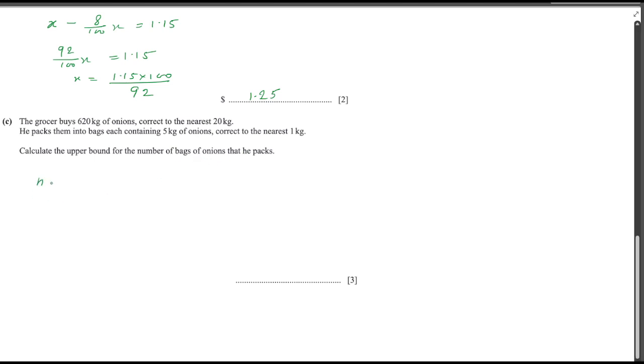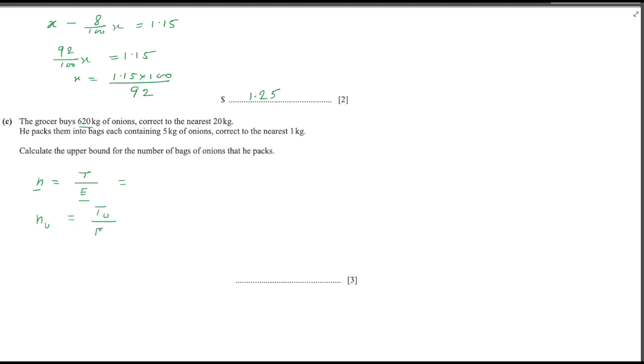Let us consider the number of bags is n. Now n is going to be equal to your total onions divided by each bag. I'm writing different symbols to make them clear. This T is total kg, this E is each bag, this n is number. Now I have to find the upper bound. So for upper bound, if there is a ratio, it will be upper bound for numerator. So your n upper will be your T upper divided by your E lower.